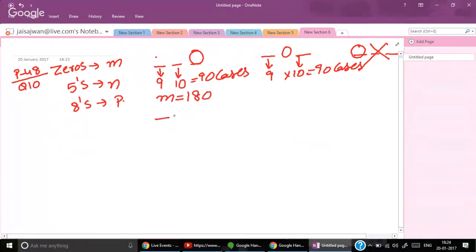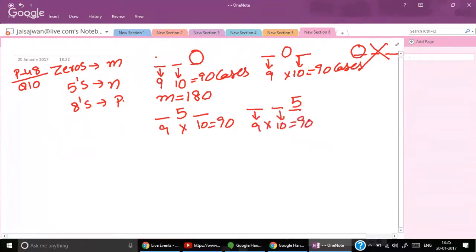Let's talk about 5. How many 5s are there? The 5 is fixed here. Any of the 9 numbers would be here and any of the 10 numbers would be here. So 90, with 5 fixed at the unit digit. Now the 5 can also come at the tens position. Any of the 9 numbers here, any of the 10 numbers here. Again, that is 90. And the 5 can come at the hundreds position. Any of the 10 numbers can come here, any of the 10 numbers can come there. You can see from 500 to 599, there are 100 numbers. So it is 90 plus 90 is 180, plus 100 is 280. So n will come out to be 280.